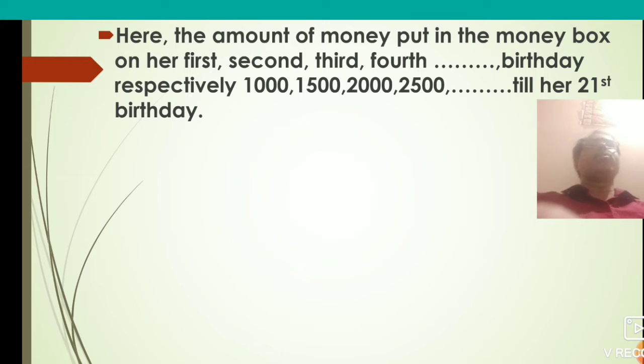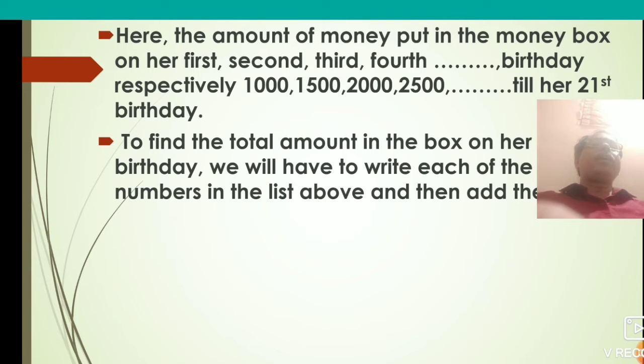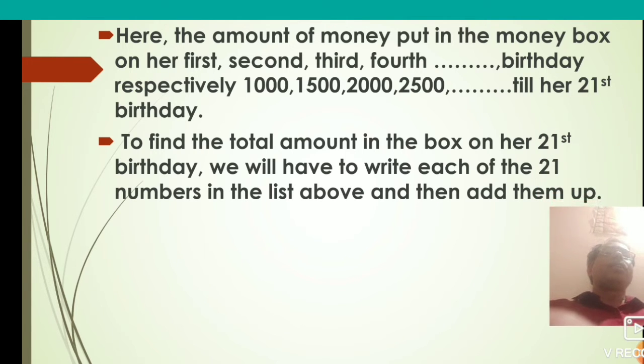So see the amounts particularly here. First amount 1,000, next amount 1,500, then next 2,000 and 2,500, and so on. It is gradually increasing by 500. Now, to find the total amount in the box on her 21st birthday, we will have to write each of the 21 numbers in the list above and then add them up.